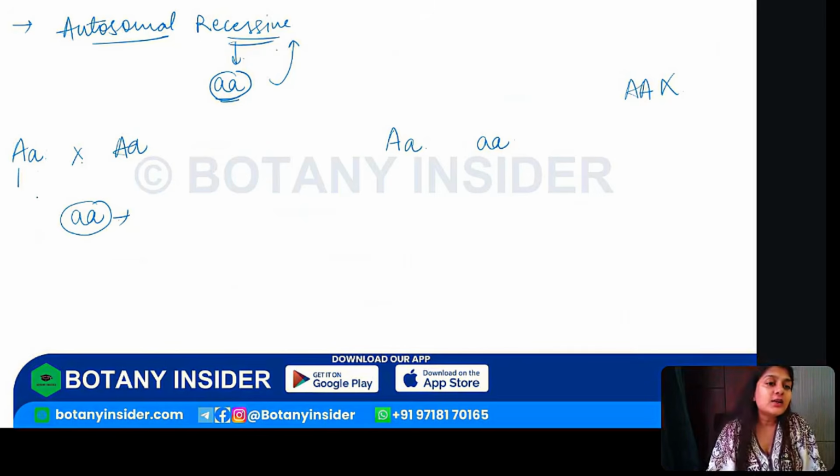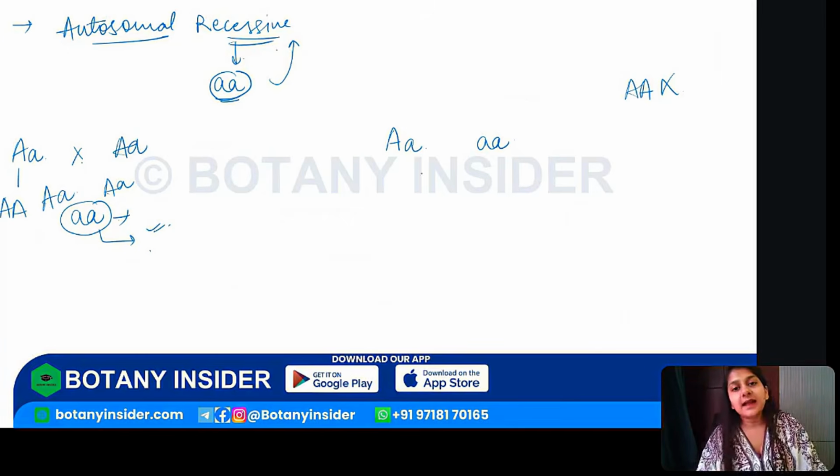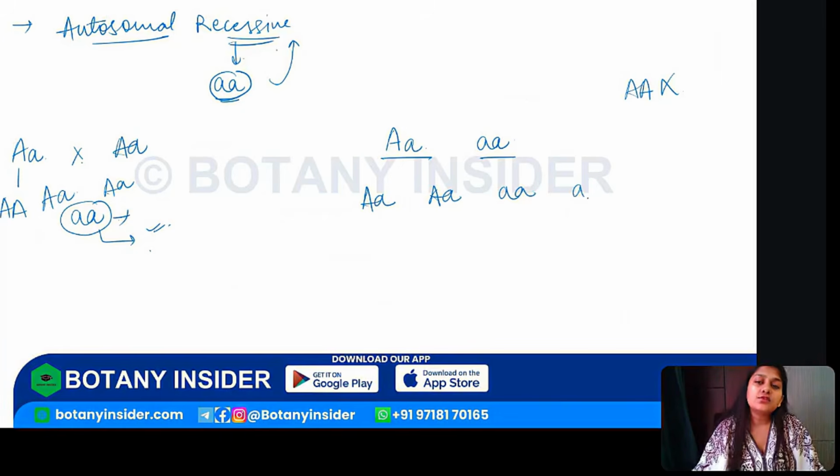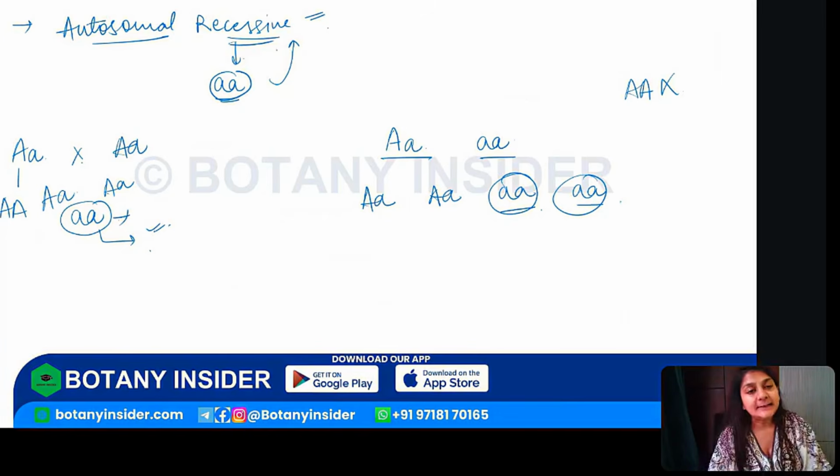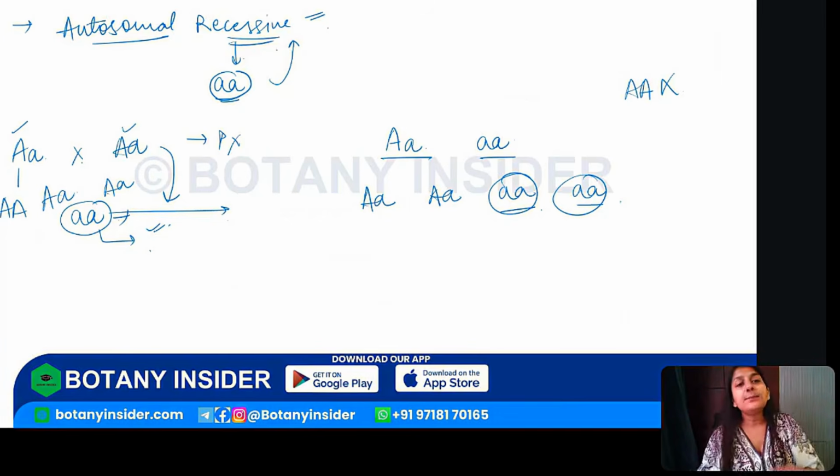So in this scenario, what will you get? You get capital A capital A, capital A small a, capital A small a, and then small a small a, right? So in this scenario, it is possible. And over here also, you have capital A small a, capital A small a, and then two of them being small a small a. So in this scenario also, it is possible. In autosomal recessive characters, like over here, none of the parents are impacted, no parent is affected, but in the next generation you see one of the children being impacted. So this is your autosomal recessive character.